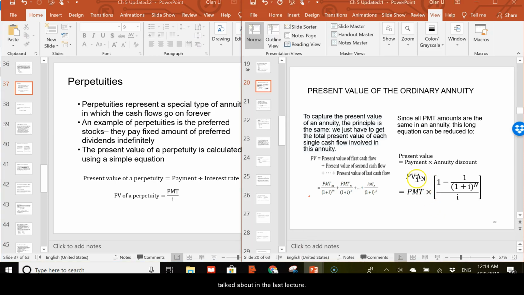Here, we have the present value equals the payment multiplied by this annuity discount factor. Now, when n approaches infinity, then this part, 1 divided by (1 plus I) to the power of n, will be approaching 0. So what you have on the right hand side would actually be 1 divided by I. So that's why the present value of the perpetuity is actually the payment divided by the interest rate.